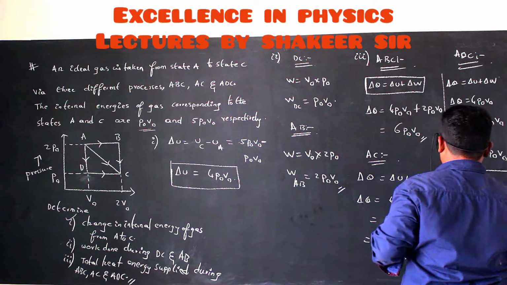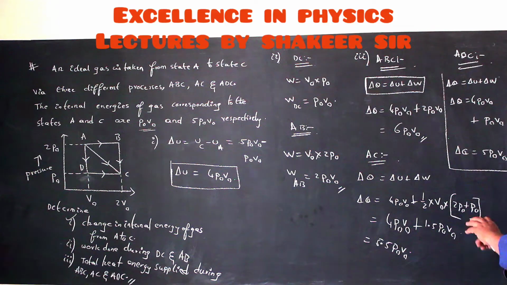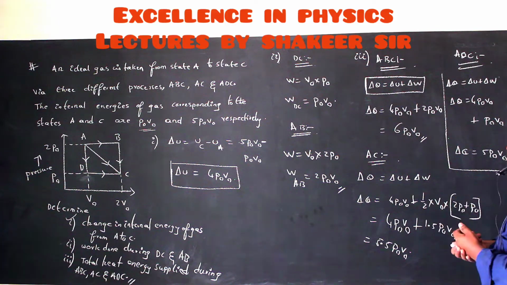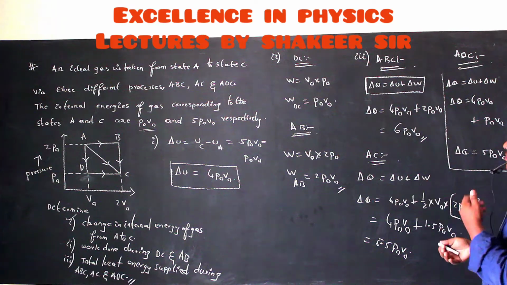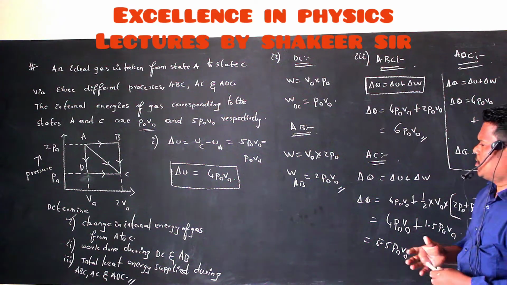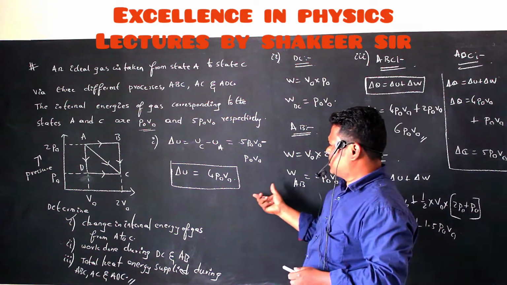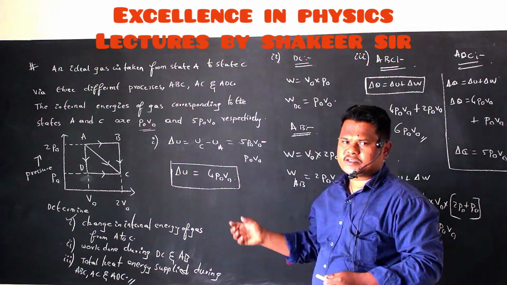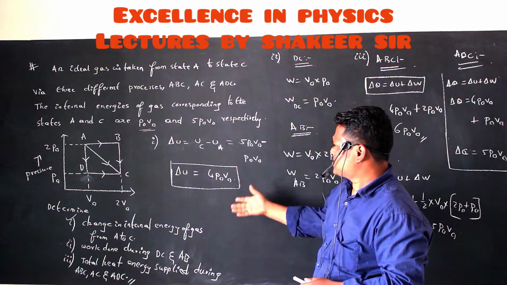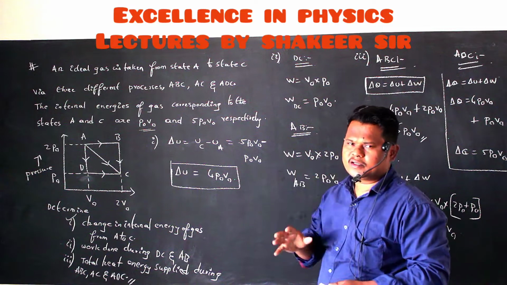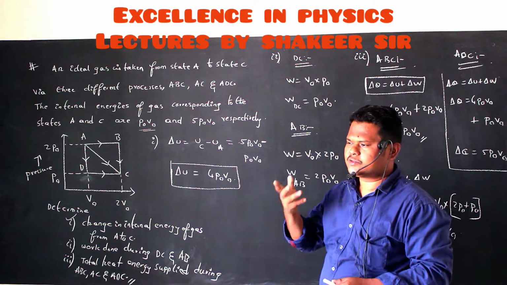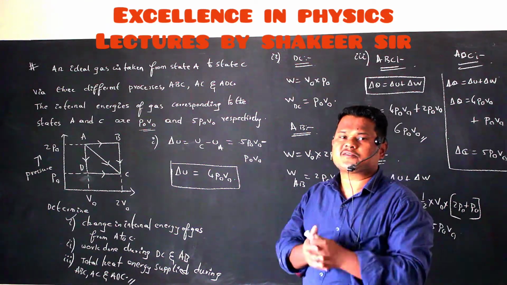So these are our answers. I hope you have understood how we have calculated the heat supplied by using the first law of thermodynamics, and I hope you have understood that delta U, change in internal energy, is a point function, whereas heat supplied or work done depend on the path taken, so we can call them path functions.